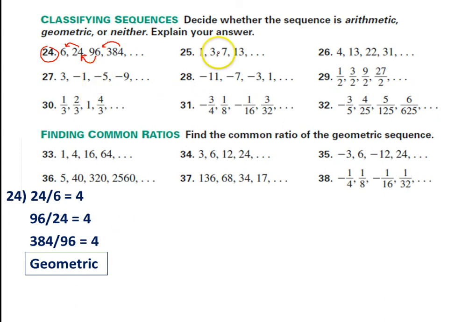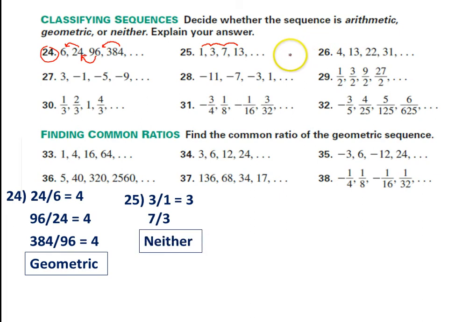How about 25? Is it a ratio? 1 to 3, 3 to 7, 7 to 13. Is that going to be a common ratio? No, those are all different fractions. How about adding or subtracting? 1 to 3, you add 2. 3 to 7, you add 4. 7 to 13, you add 6. Is it arithmetic if we're adding something different every time? Nope. So 25 would be neither.